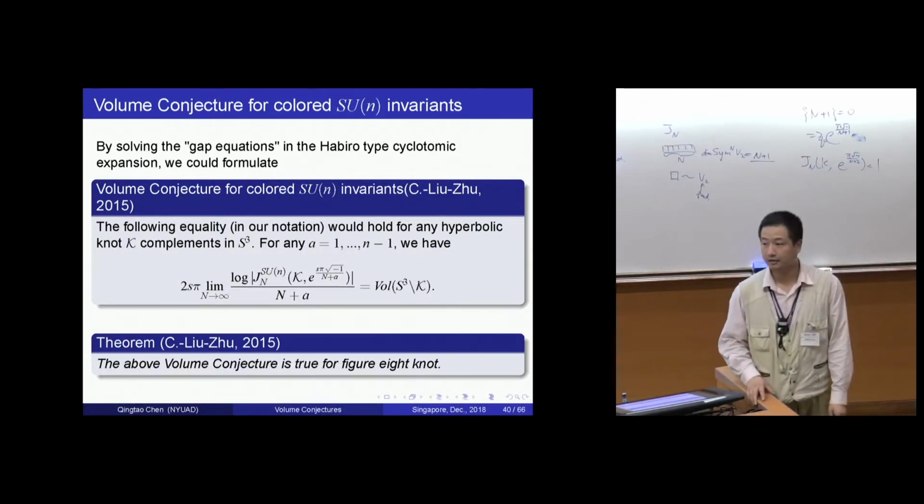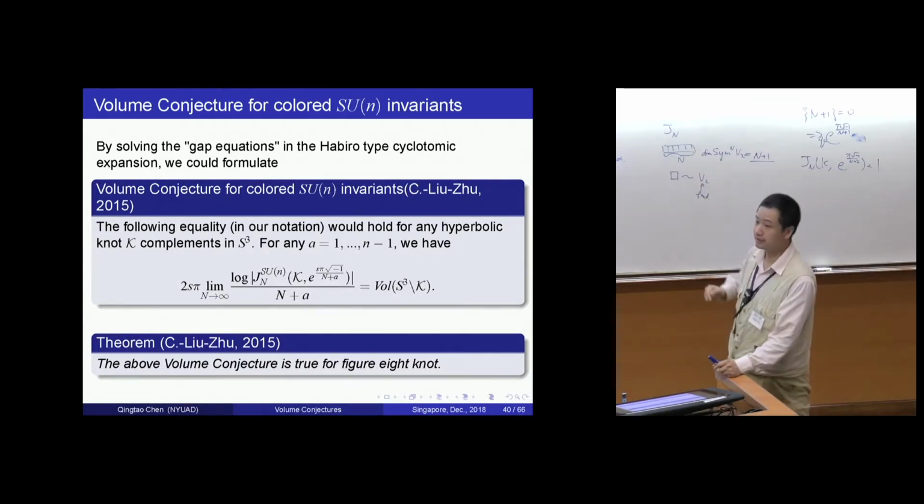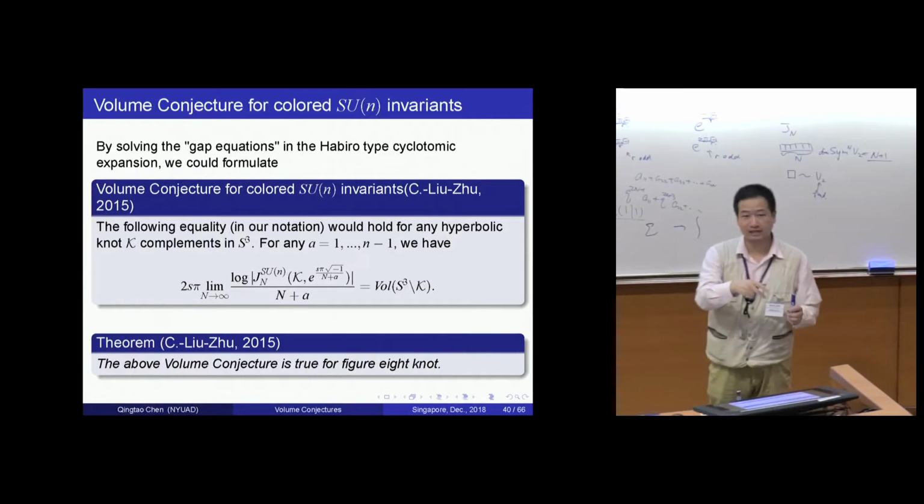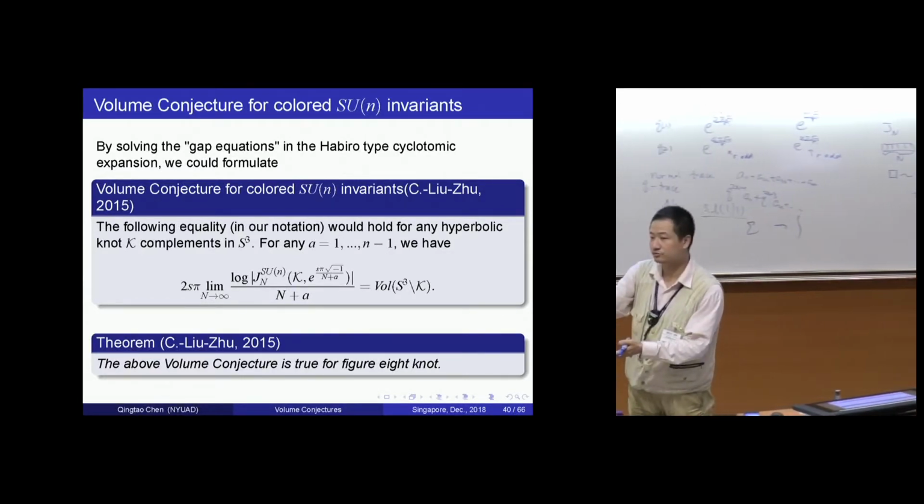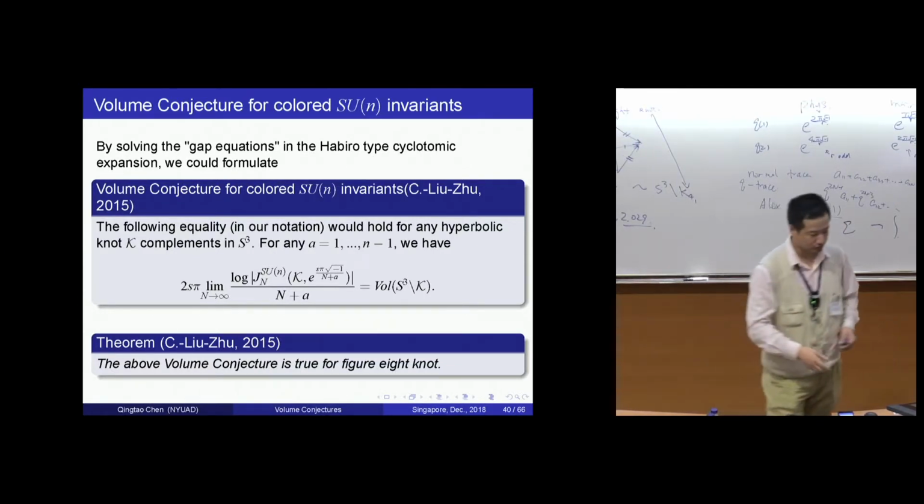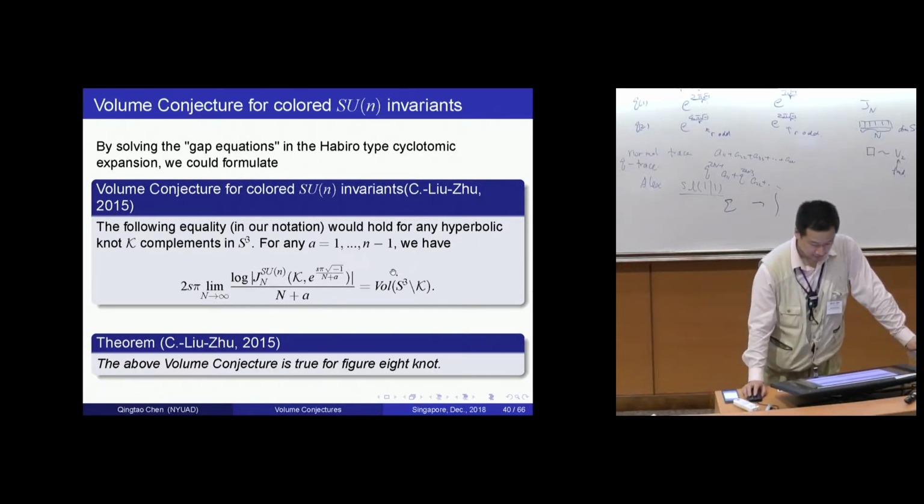You fix n, SUN, small n, you fix small n. It doesn't depend. They all give you the volume, but for some roots of unity it converges fast, and for some roots of unity it converges a little bit slower. All give you the volume. And here, today I only have 15 minutes left.